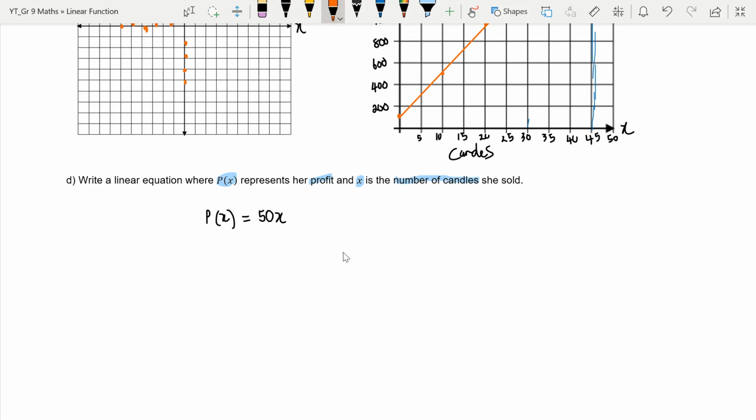So if she maybe tells us for the month of August she sold 100 candles, then we would just put it in there. 50 times 100, and then the profit that she makes would be 5,000.